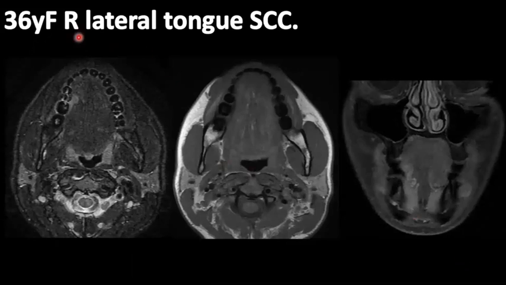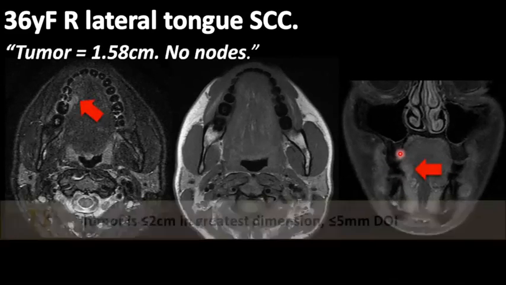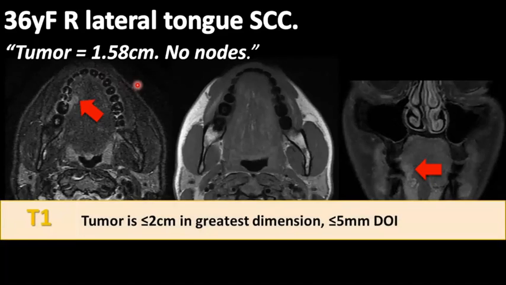So how is that going to change things? Well, this is a woman with a right lateral tongue squamous cell. It's not a very big tumor. We can see it quite nicely on the T2. It enhances nicely on the coronal. It is not doing deep invasion medially. It's not crossing, so it's not a big tumor. It looks like a nice small lesion we measured on our imaging as 1.58. So this is going to be under 2 centimeters.